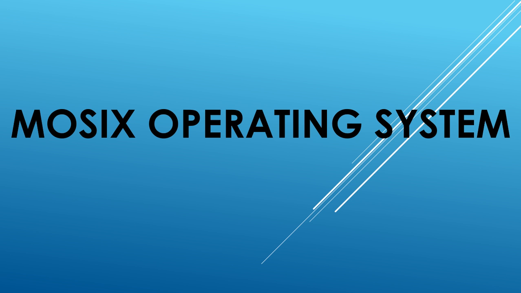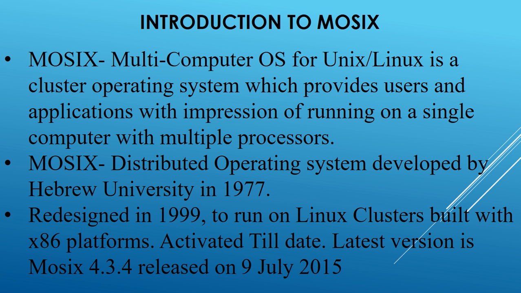So let me start with a presentation. Introduction to MOSIX. MOSIX, known as Multi-Computer Operating System for Unix, is a cluster operating system which provides users and applications with the impression of running on a single computer with multiple processors. The MOSIX distributed operating system was developed by Hebrew University in 1977, led by Professor Amnon Barak. Redesigned in 1999 to run on Linux clusters built with x86 platforms, it is active till date. The latest version is MOSIX 4.3.4, which was released on 9th July 2015.